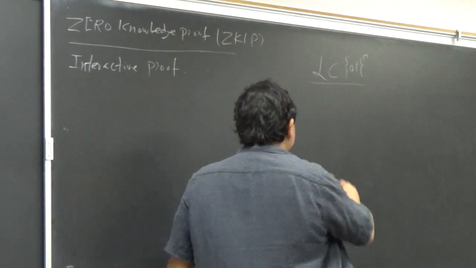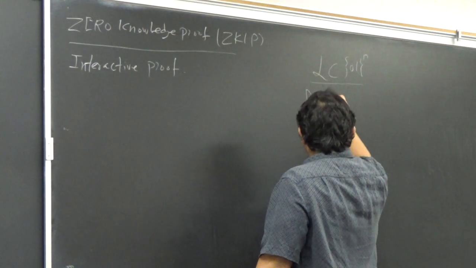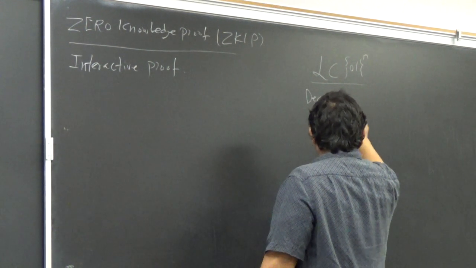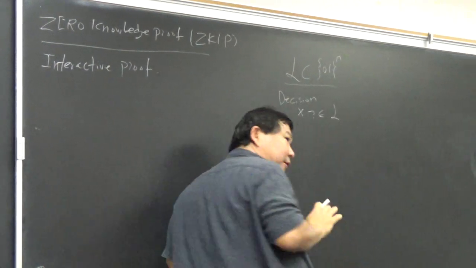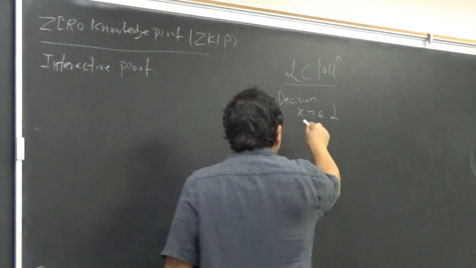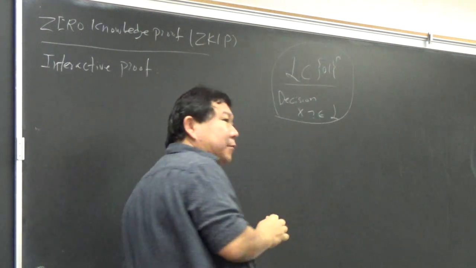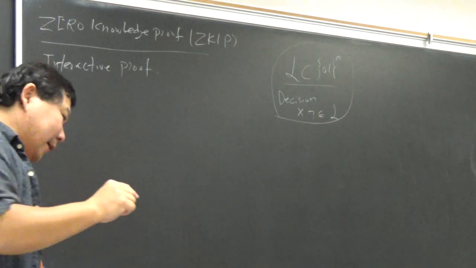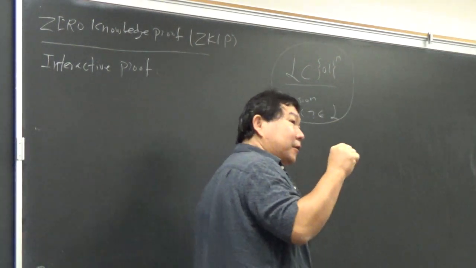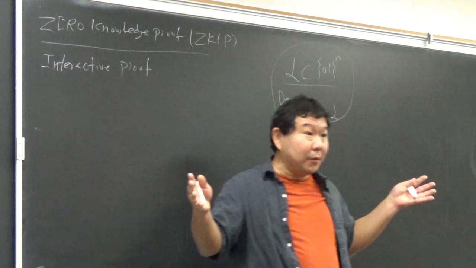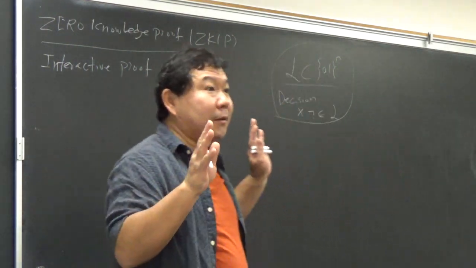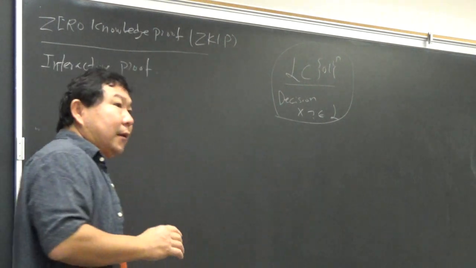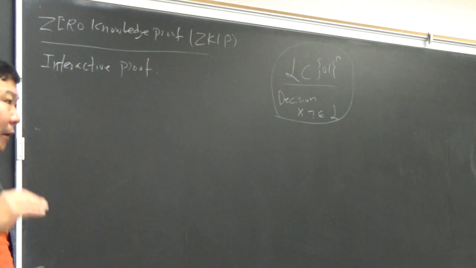So the decision problem basically wants to decide whether a particular X belongs to the language. I give you a decision problem, I ask you to decide if this belongs to the language, right? Just like I give you a graph, I ask you, is the graph three-colorable? Or I give you a formula, I'm asking you, is the formula satisfiable? Okay? So NP has a natural interactive proof.